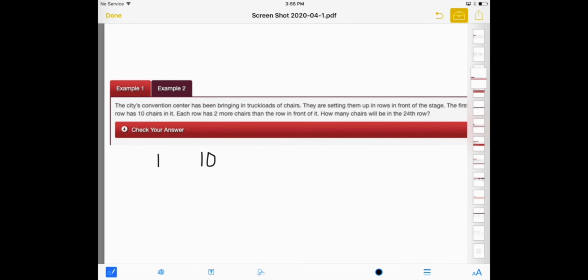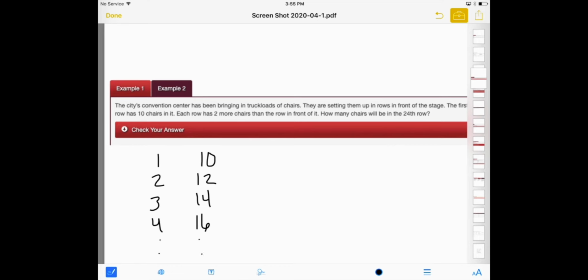So in the first row we have 10. In the second row we're going to have 12 because we're just going to keep adding on 2. It says 2 more each time. 3 is going to get us 14, the fourth row is 16, and so on and so forth. Now the key word here is just 2 more then.